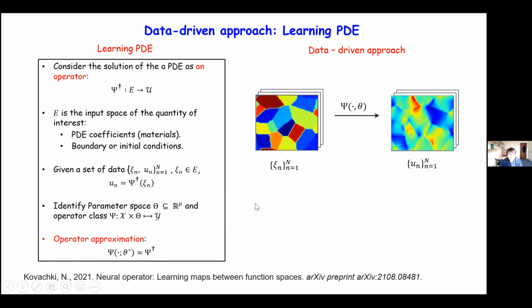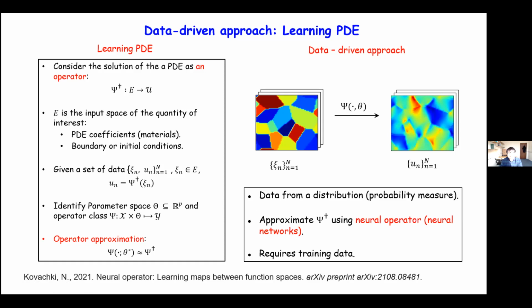Now, in other words, what I'm really meaning here is that we're going to collect a distribution of data, not one PDE, but a distribution of them, according to some probability measure. And I'm going to approximate this psi dagger using a neural network or neural operator, which I'm going to describe immediately. And of course, the drawback of this is it requires training data, but nevertheless, with this kind of approach, we do not require 100% explicitly known physics. So the physics can be hidden, but all we need is this input-output data.